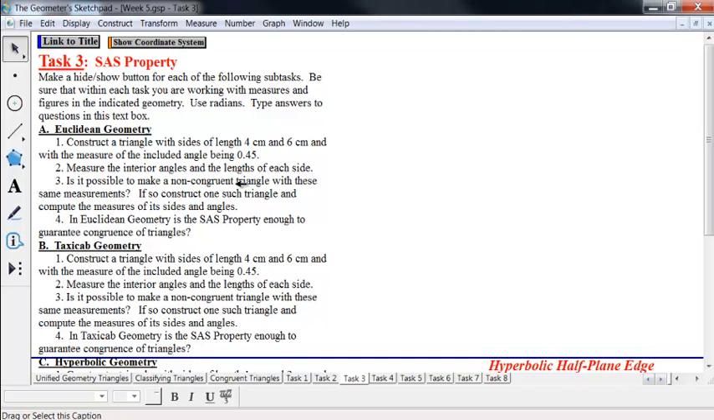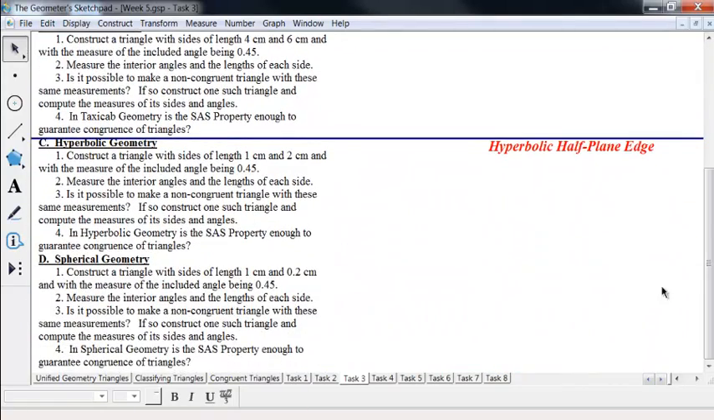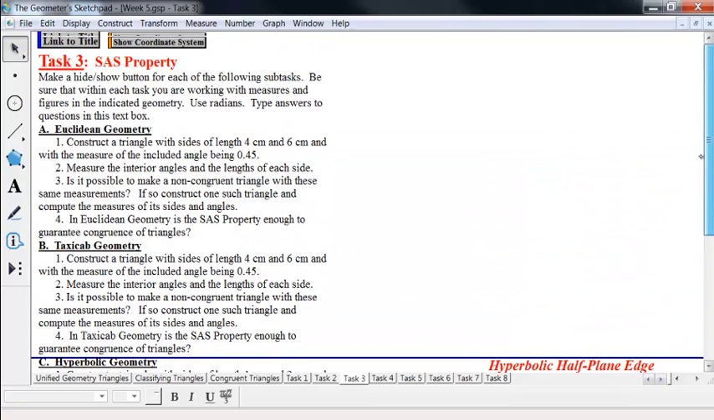Is it possible to make another triangle with those same measurements, but different other measurements? In other words, with 4 centimeters, 6 centimeters, and 0.45 radians, where the 0.45 radians is between the 4 and 6, is it possible to make a different one? If not, convince yourself that it's not possible, and maybe informally why that's true. And if it is possible, then make another one. Then answer the question: is it enough? And then basically do the same thing for the others. The measurements have been adjusted, hopefully, to make things fit a reasonable size on the page.